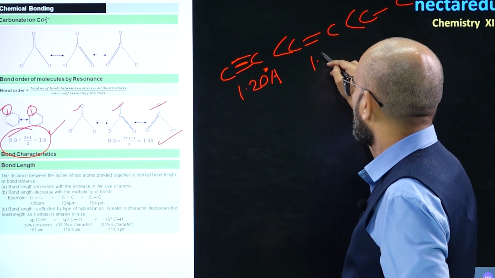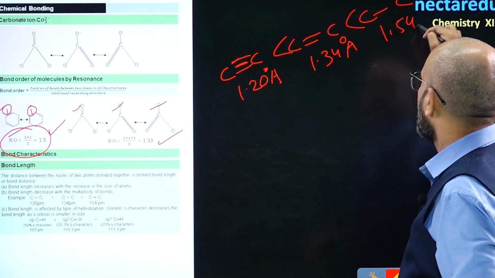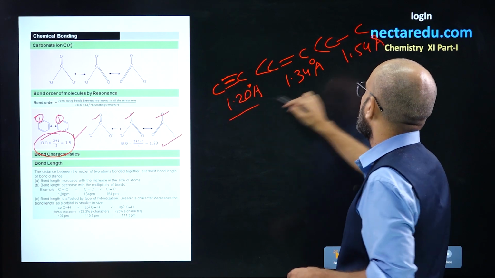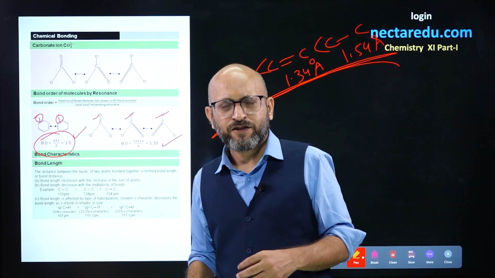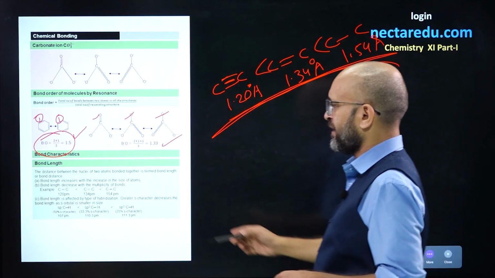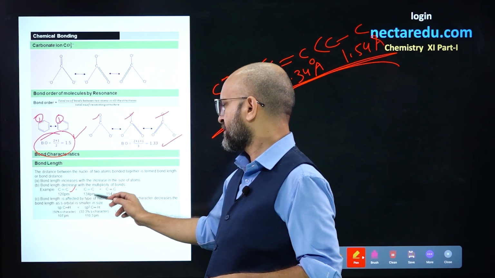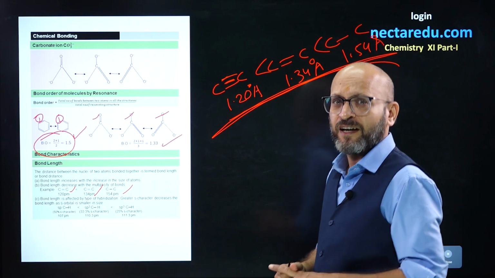and here you will have 1.34 angstrom, and here you will have 1.54 angstrom. Alright. So you should remember these values, because we often get questions in organic chemistry on these. Alright. And here we have mentioned these values in picometers. So if you want to get values in picometers, multiply them by 100.